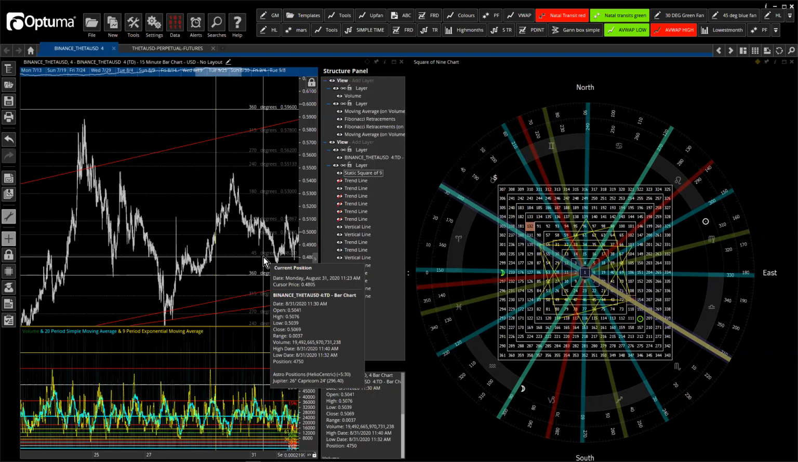I lost basically everybody here. It was really long, but I wanted to get through all of this. Wanted to prove to you that it works on many, many different levels. It works on many different time frames.